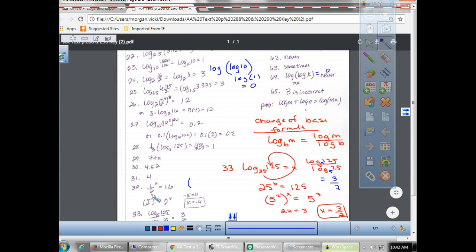Ignore the 1/2, just focus on the 2. 2 and 16 share what common base? 2. So I'm going to rewrite 1/2 as 2 to the negative 1. Does everyone agree that is still 1/2? Yep. And then I have my x for my exponent. And then 2 to the what gives me 16?